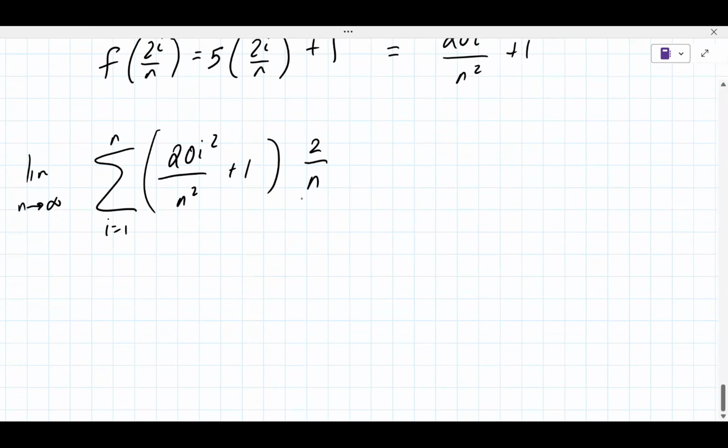So the other thing that could happen is that you could distribute this in. I mean, there's a lot of possibilities here, so just keep that in mind. Like it could be 40i squared over n cubed plus 2 over n. They could even make a common denominator in some sort of weird scenario.